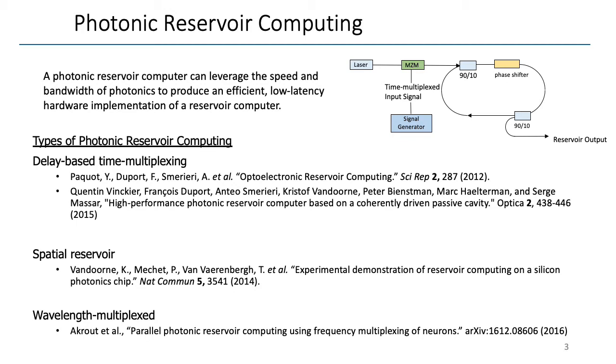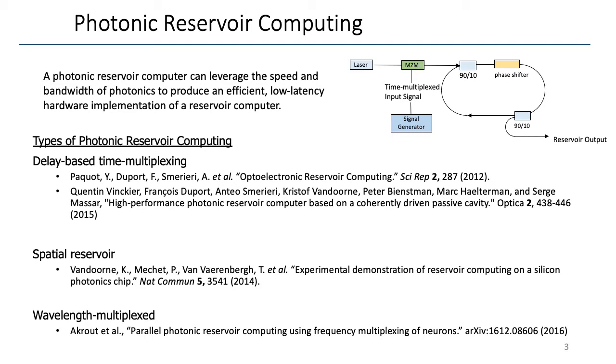The types of photonic reservoir computers that have been demonstrated can be loosely categorized into three different types. The first is a delay-based time multiplexing approach, first in an optoelectronic design in 2012, and then in an all-optical coherent design in 2015. The basic idea behind the delay-based time multiplexed reservoir is that a single delay loop is used for the reservoir, and virtual nodes are created by modulating the input signal with fixed repeating amplitude weights.